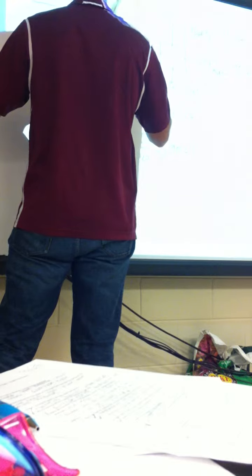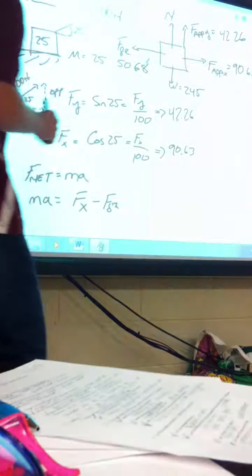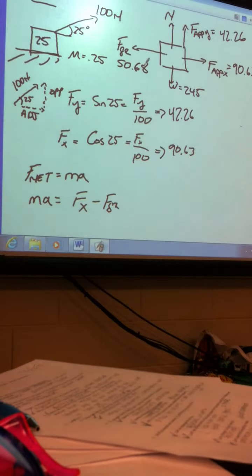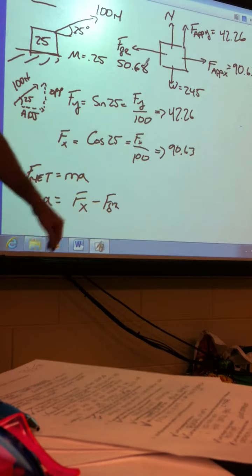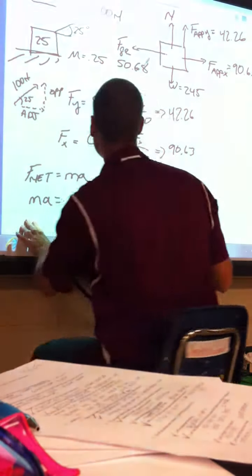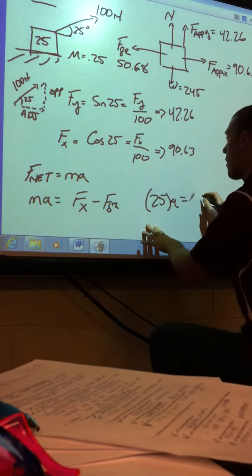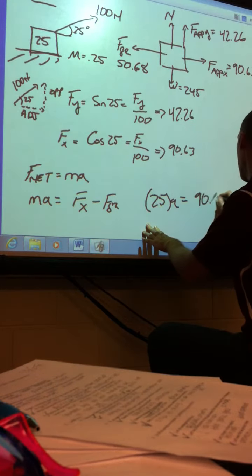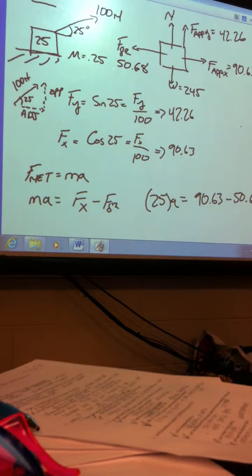Now I can take this back. And I can say, I know that force friction is equal to 50.68. Now I have this, and I know my mass. Can I solve for acceleration? So 25 times acceleration is equal to 90. And you can solve it from there.